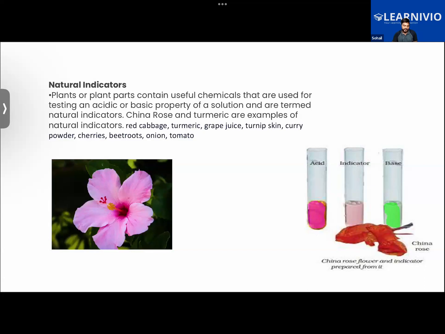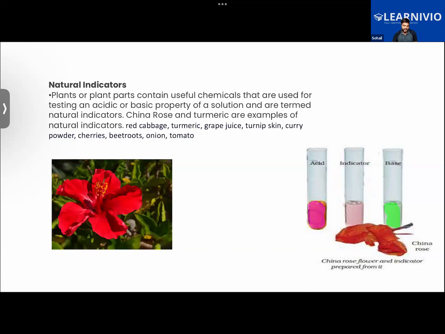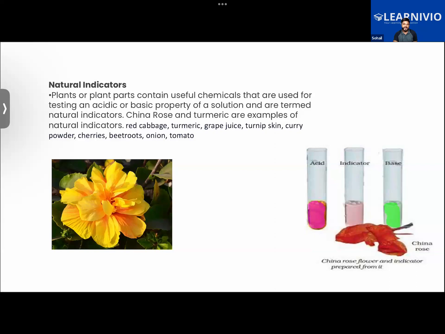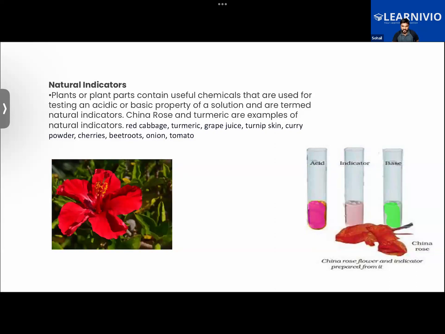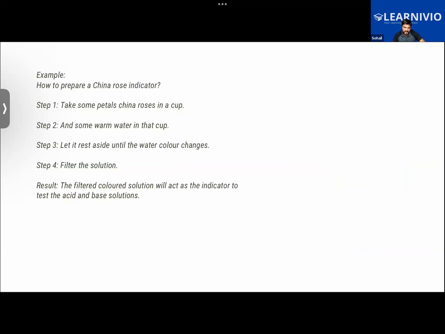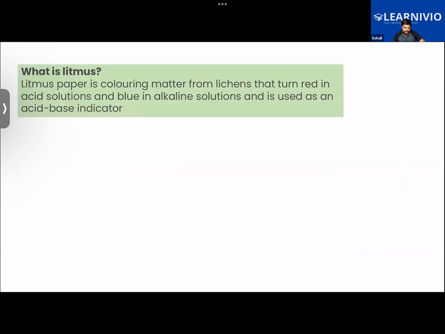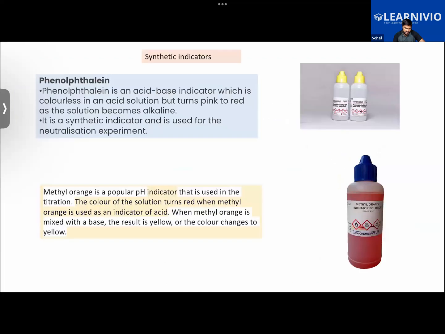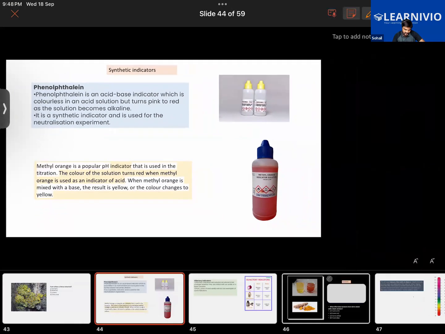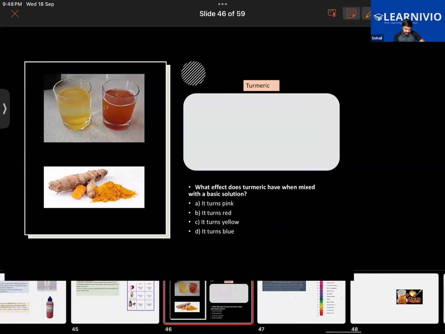And when we add a basic substance into it, the color changes to green. So this is how the red China rose indicator works. Got this now? In fact, you can also prepare it yourself. That is one thing. Then in the list of natural indicators, another indicator is turmeric powder.